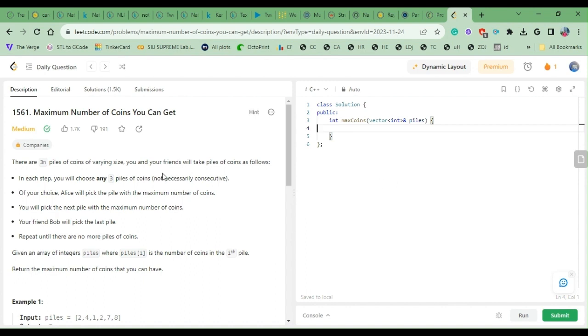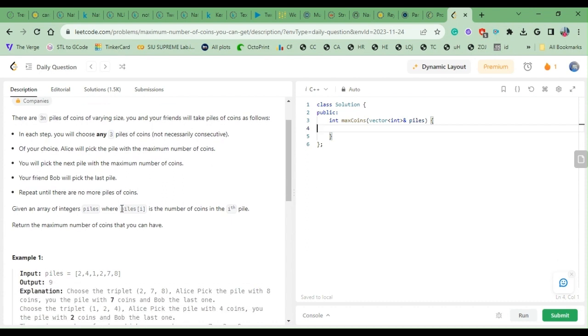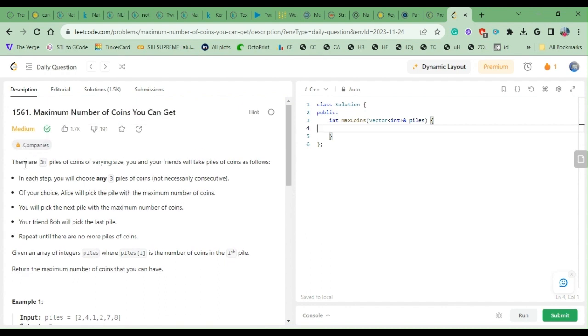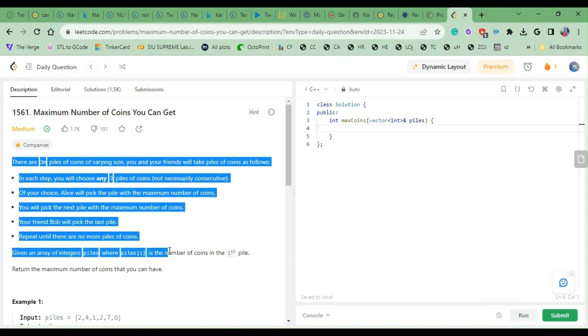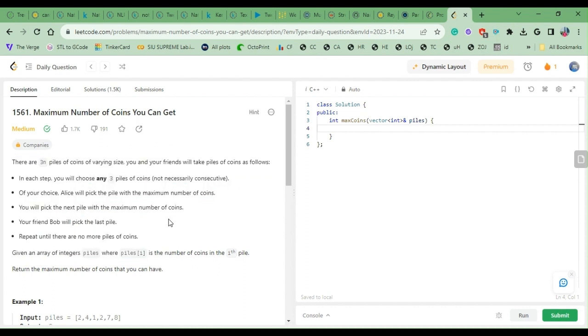Today's problem, the problem name is maximum number of coins you can get. So here is the description. We have to read it carefully so that you can understand the overall requirements and what they asked us to do. So I'm starting to read this description.